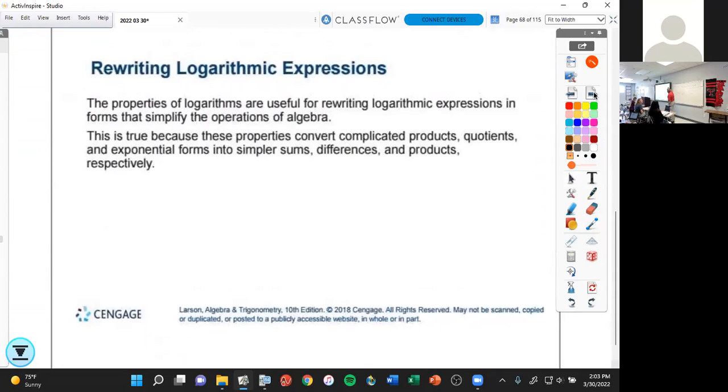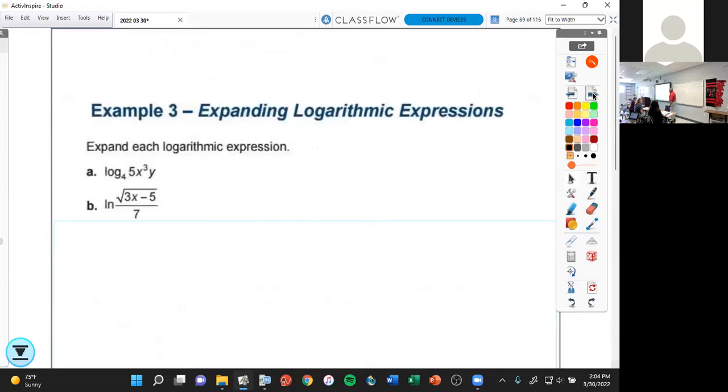Let's take a look at some of this. I want to now expand log base 4 of 5x cubed y. Let's expand that because that's what it tells us to do. We can leave the base alone. We're just going to be writing that base 4 over and over. This doesn't say anything about changing base. It just says expand it. So we're going to leave it in base 4.